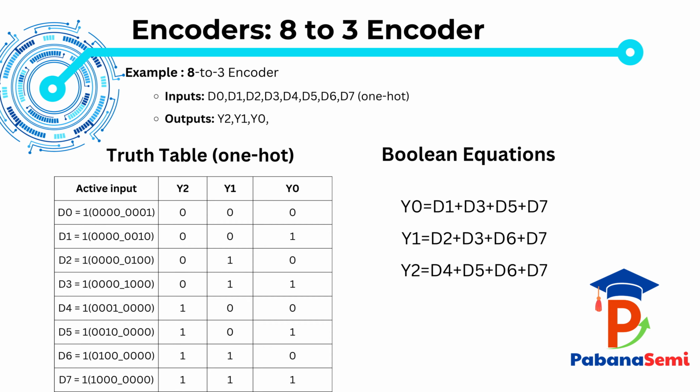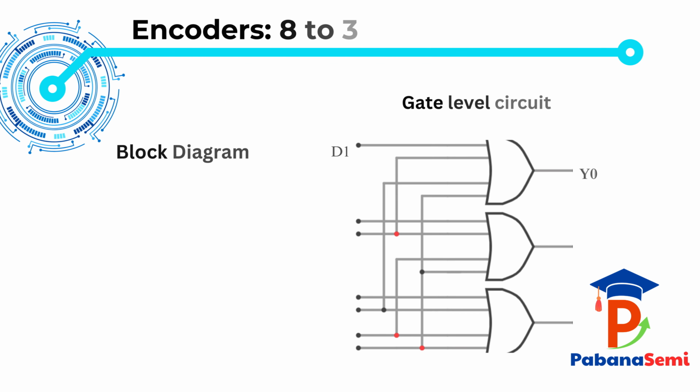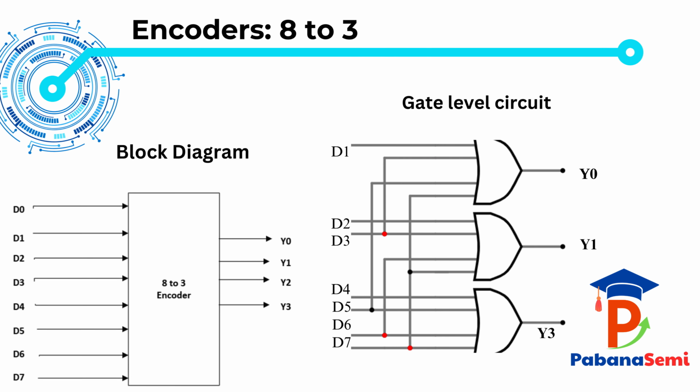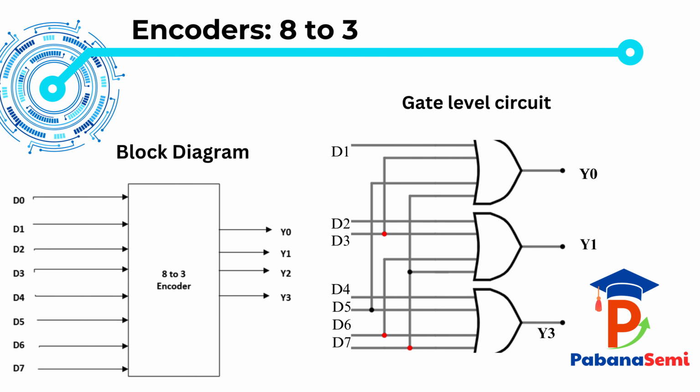Y2 is 1 for inputs 4, 5, 6, and 7. So Y2 equals D4 plus D5 plus D6 plus D7. So the key point is, each output bit is simply an OR of the input lines that require that bit to be 1. This slide shows the 8 to 3 encoder using a block diagram and its gate-level implementation.